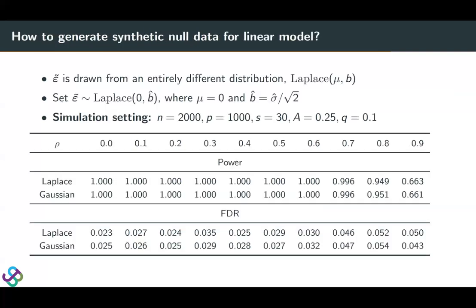Okay, and we also check what if we change our synthetic null data generation procedure. Here we generated from a more heavy tail Laplace distribution to be more conservative. And then you can see that in this case, we can still control the FDR and maintain quite good power using this more conservative approach for error distribution generation.